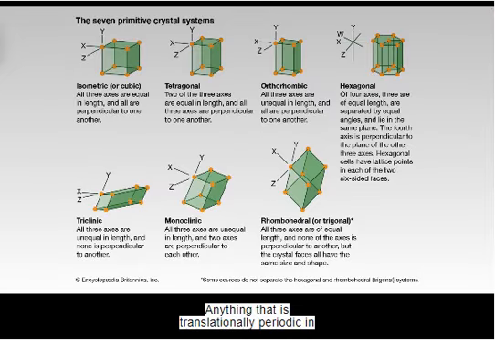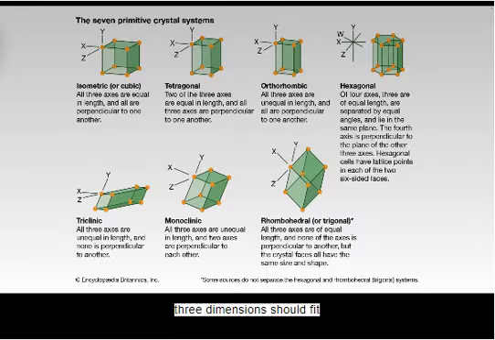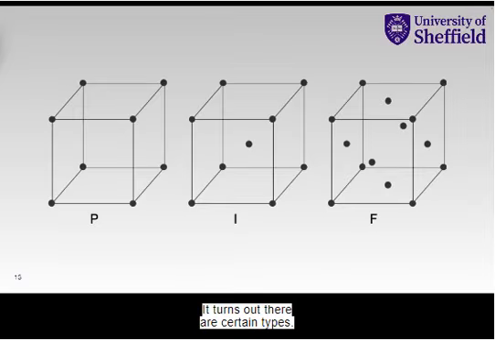So anything that is translationally periodic in 3 dimensions should fit into one of these crystal systems. Now notice here on this diagram what I've said is that these are primitive crystal systems. If you recall, we said that we could have unit cells that were non-primitive as well. And it turns out there are certain types. So if I take the cubic system, there are 3 different cells that I could have.